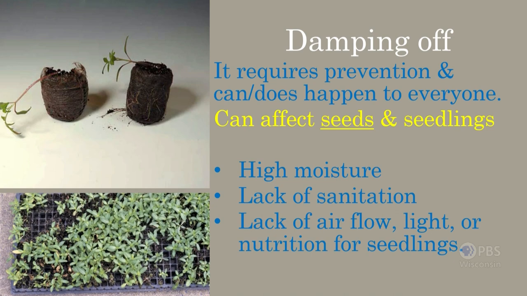Sanitation is one of the most important things, to make sure that the area where you're growing the seed is as sanitary as possible. And people always ask, well, what does that mean? If you can prepare food where you're germinating your seeds, that's good. If you don't want to eat out there, it should be cleaner. It should be clean.